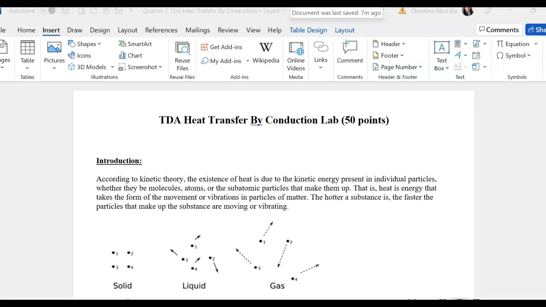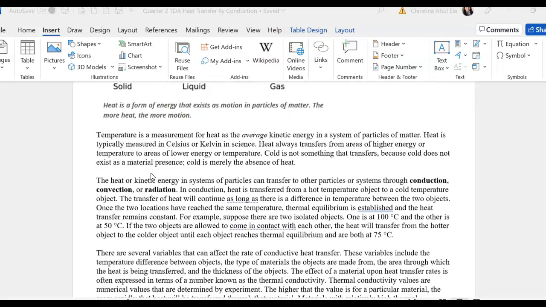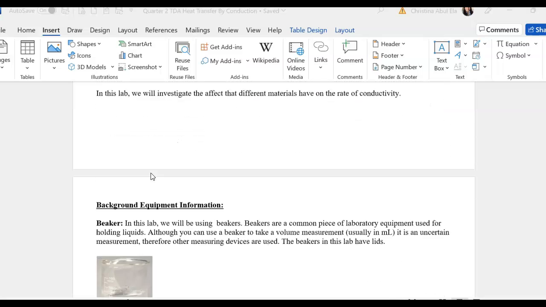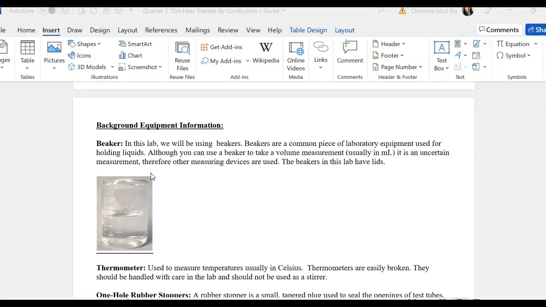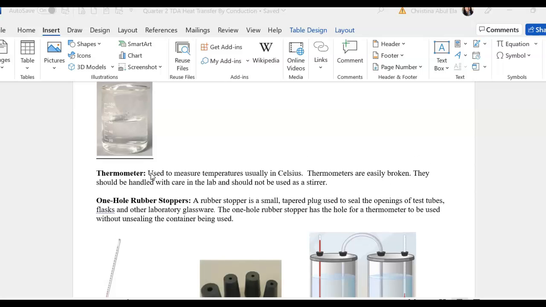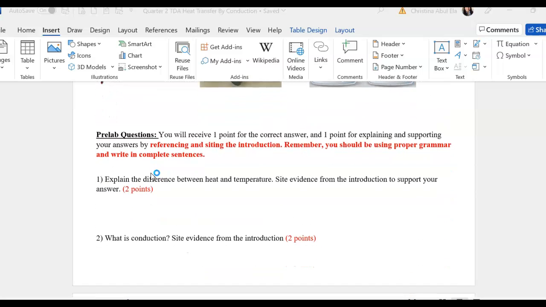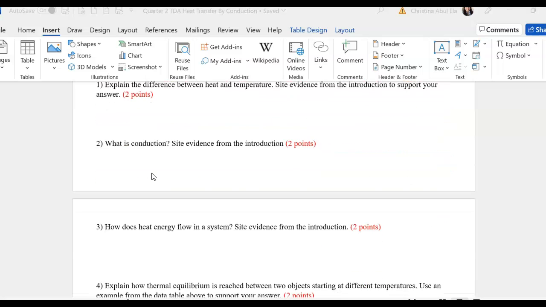Welcome to the quick recording on how to collect the data for our TDA heat transfer lab, which is what you're looking at right now. And so here's the top of the document. We have the introduction, which we will read through in class together today, actually. There's background equipment information. Again, we will read together in class. Pre-lab questions, which we will do together in class.